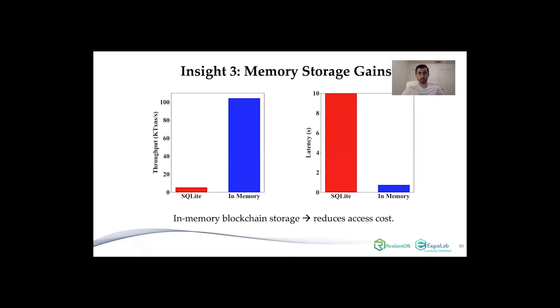So the next one is to investigate how memory or storage can affect the performance of the permissioned blockchain system. We are comparing in-memory storage and SQLite storage. As you can see, in-memory storage is significantly better than SQLite because the access cost and time during the consensus is so low. So it shows that using in-memory storage would help a permissioned blockchain system get better performance, higher throughput and lower latency.